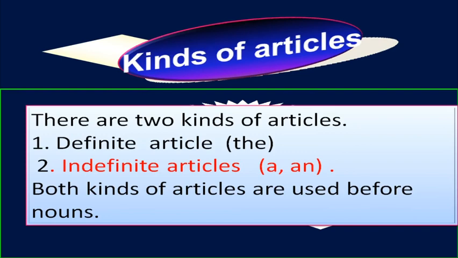So kinds of article, you know very well. There are two kinds of articles, definite article and indefinite article. And obviously, the is the definite article, a and an are indefinite articles. Definite means very specific. When we explain something specifically, that's definite, right? On the other hand, indefinite is not specific. A, an, it says anything, not specific. And both kinds of articles are used before a noun.